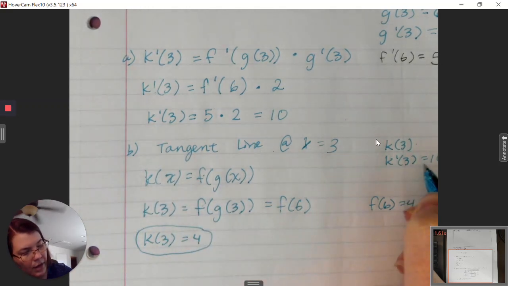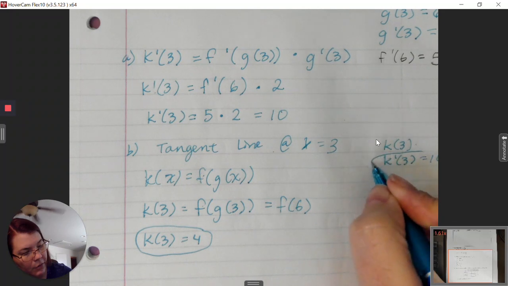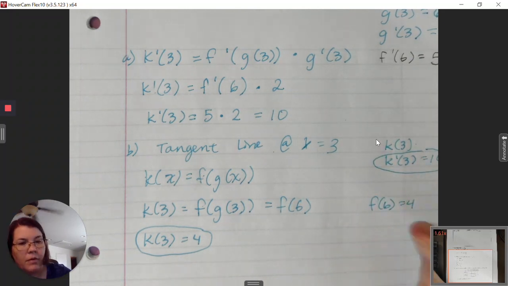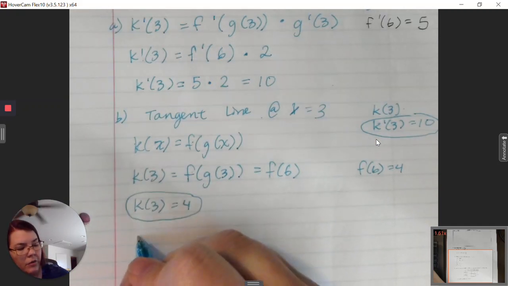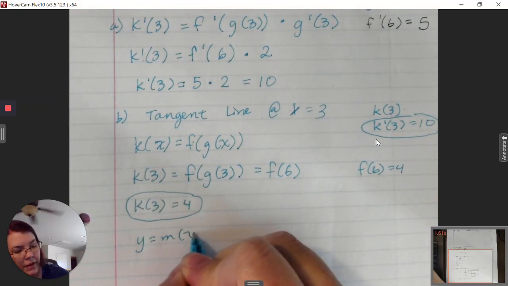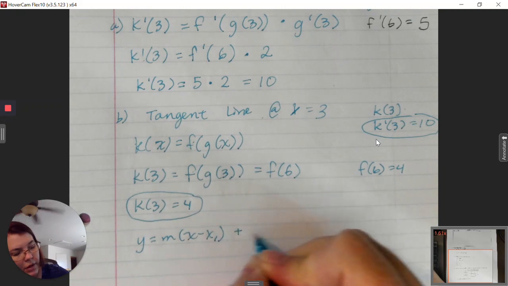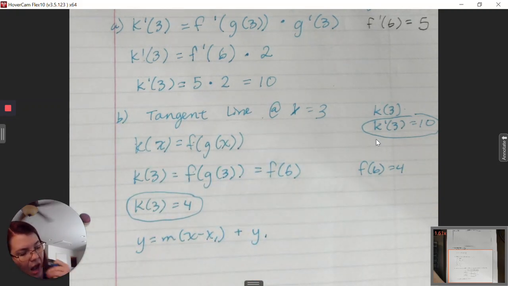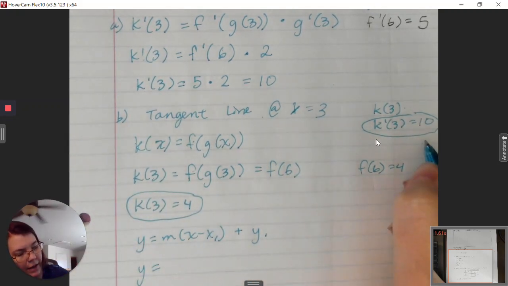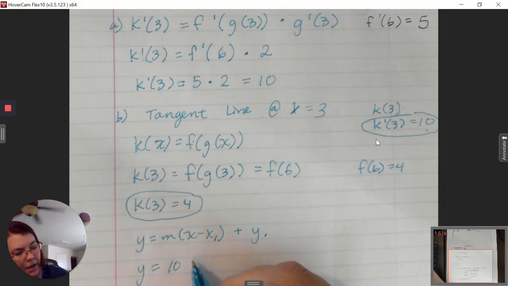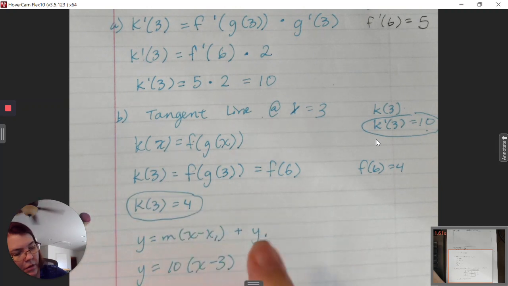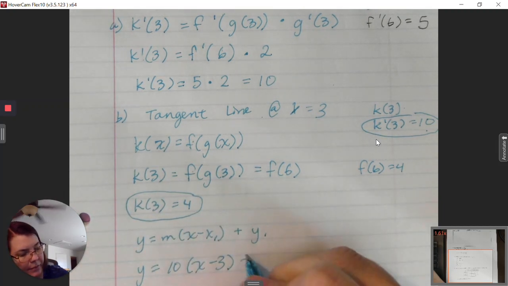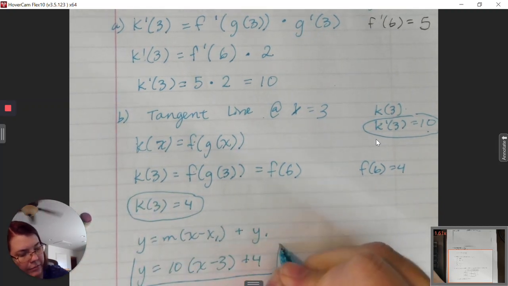So now I have these two things, borrowing from the previous problem. We can write our equation. We need y equals m times (x minus x1) plus y1. And so y equals m, the slope is 10, at 3, so 10 times (x minus 3), that's our x value, plus our y value, which was 4. And there's my answer.